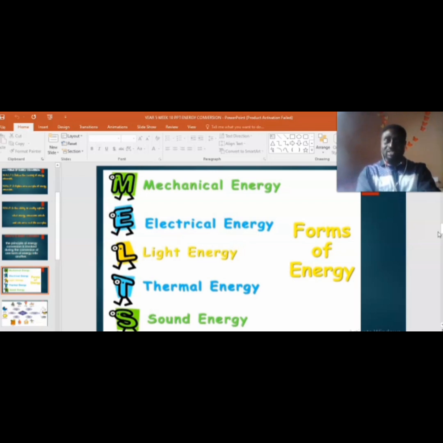Then sound energy is also another major source of energy, and this is the energy that helps us to communicate as we talk and transmit sound from one point to another, which links to today's topic, energy conversion. Now there are other forms of energy, as you can see in the next slide.